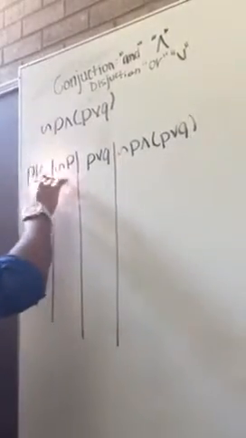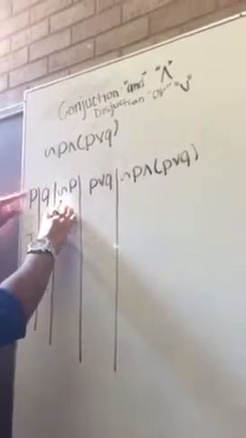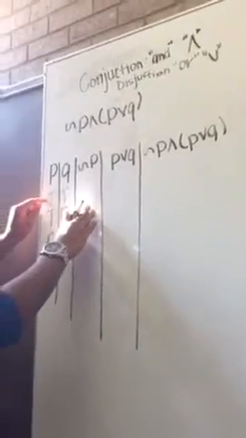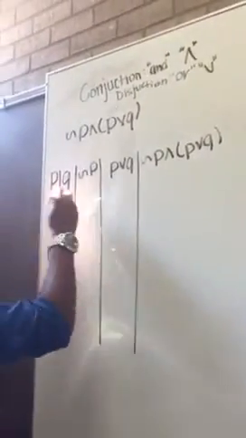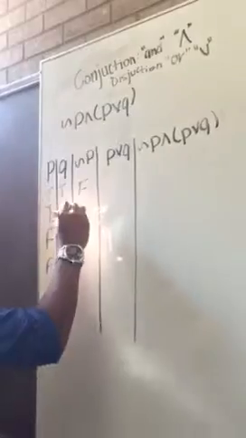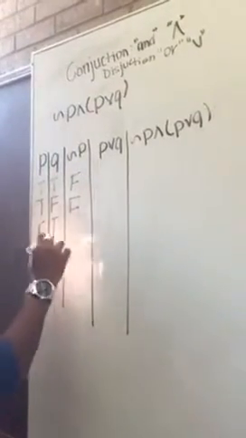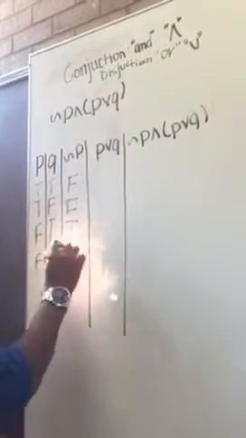Then you're going to look at your negation of P. Your negation of P is not P, so that means you have to do the opposite. So this true is going to be false. This true is going to be false. This false is going to be true, and this false is going to be true.